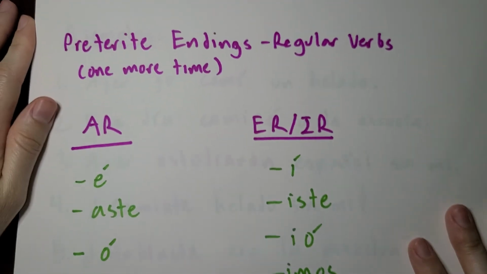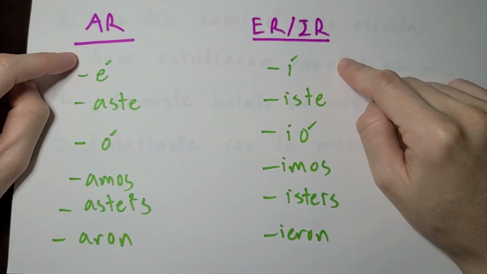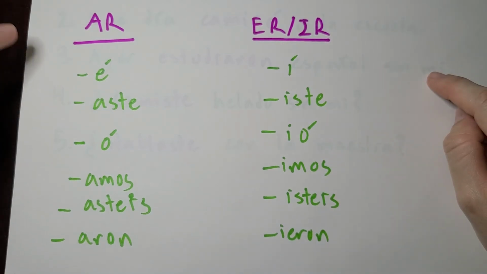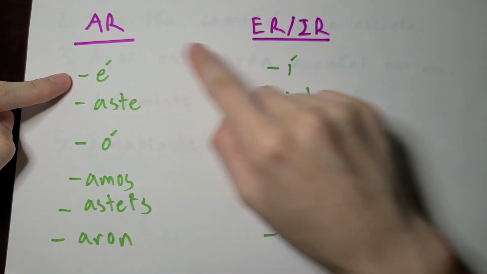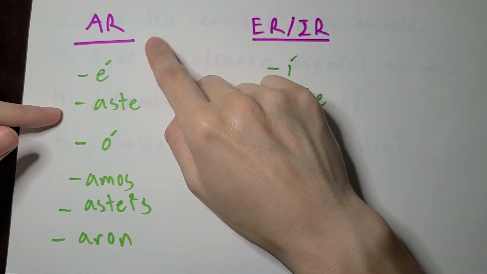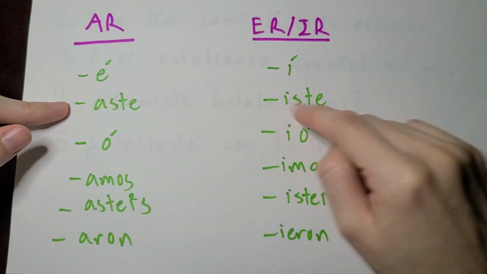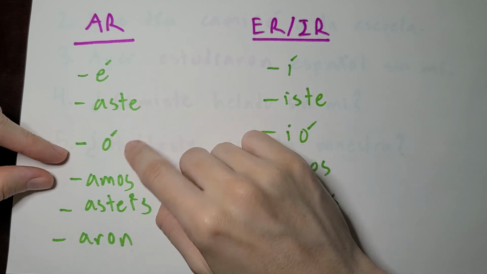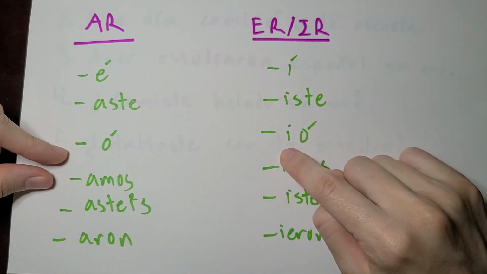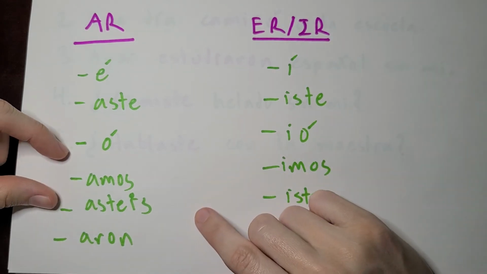Okay, one more time, I wanted to go over the endings so you can now see the AR endings and the ER-IR endings next to each other to compare them. So for yo, AR will become an E, ER-IR becomes an I with an accent. For tú, AR becomes aste, ER-IR becomes iste. For él, AR just becomes an O with an accent. For ER-IR, it becomes an I-O with an accent. The O is still the one with the accent, though.